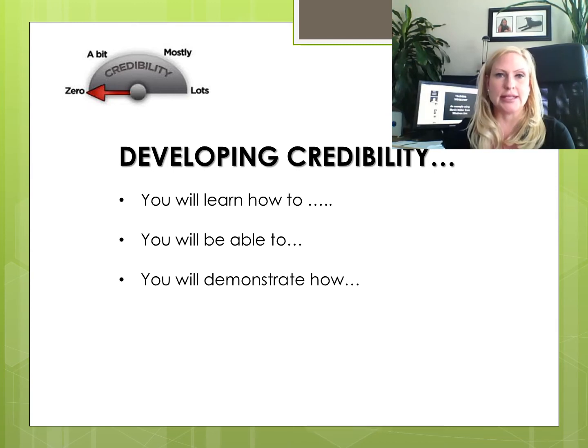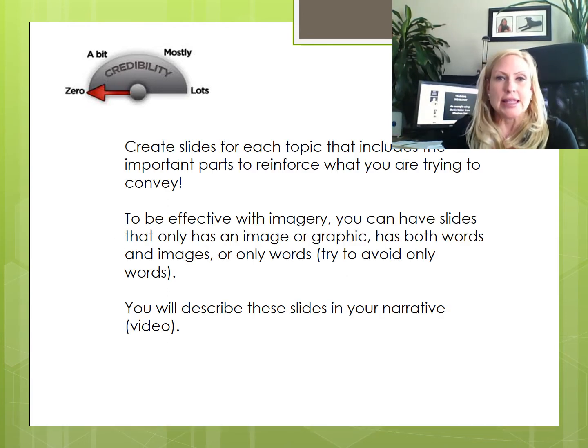So that's why I put on this slide, you will learn how to, you will be able to, you will demonstrate how. Each training topic will have at least 3 objectives. So by putting those objectives here, you'll be able to let your participants know what it is, and you'll want to describe it to them in the slide.